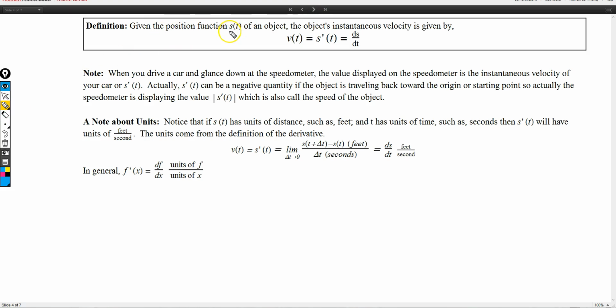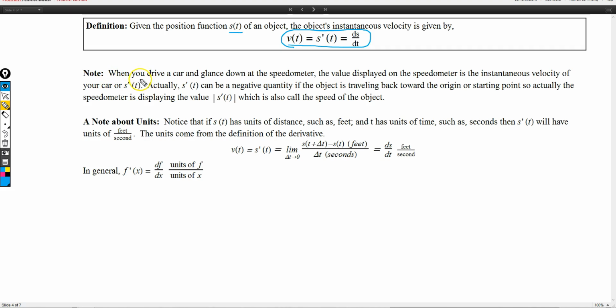Given the position function s of t of an object, the object's instantaneous velocity is given by the derivative of the position function. And we denote that by v of t. So v of t equals s prime of t. That is the velocity of an object. All right. And so just a little description here of something that's going on.